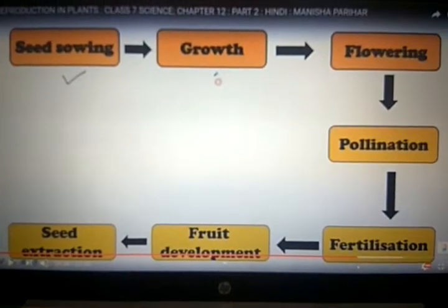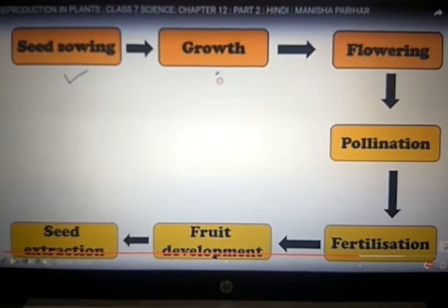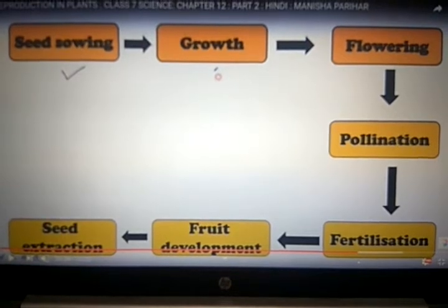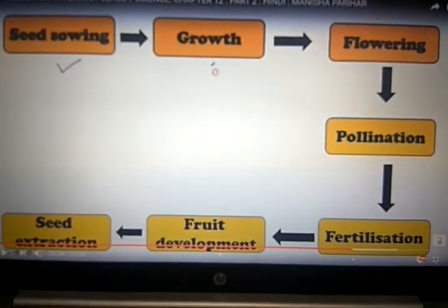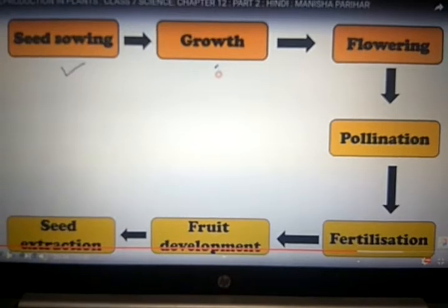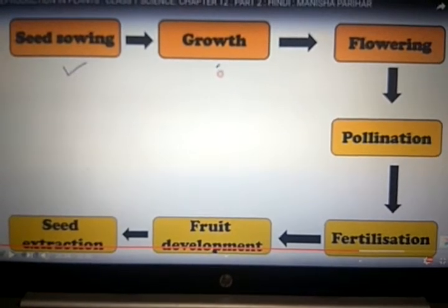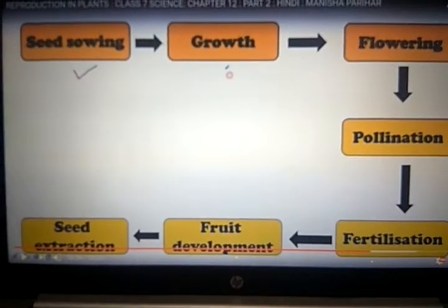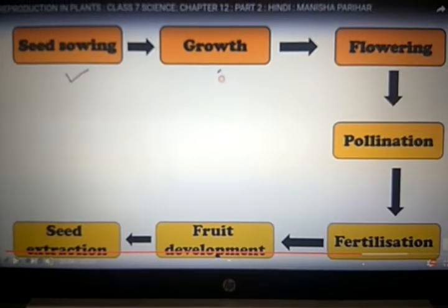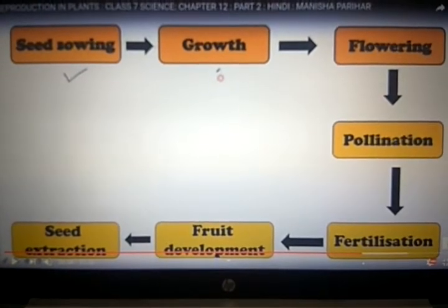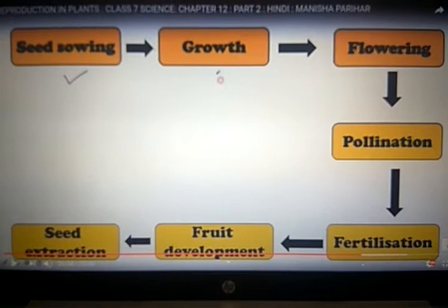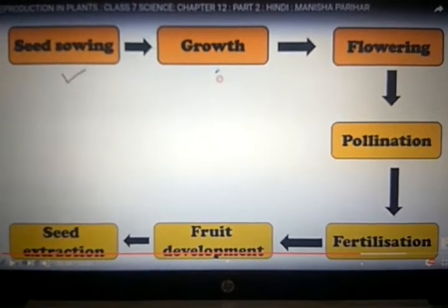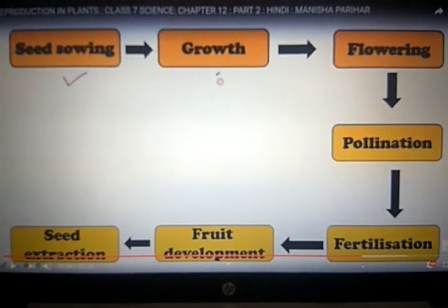Students, see the structure diagram of sexual reproduction in plants. First of all, seed sowing, then growth, then flowering comes, then pollination, then after pollination fertilization comes, then after fertilization fruit development comes, and then you can find seed extraction, and that seed we use in sowing in the soil, then again seed sowing will be there, right? So this is the simple structure of reproduction in a plant in sexual reproduction.